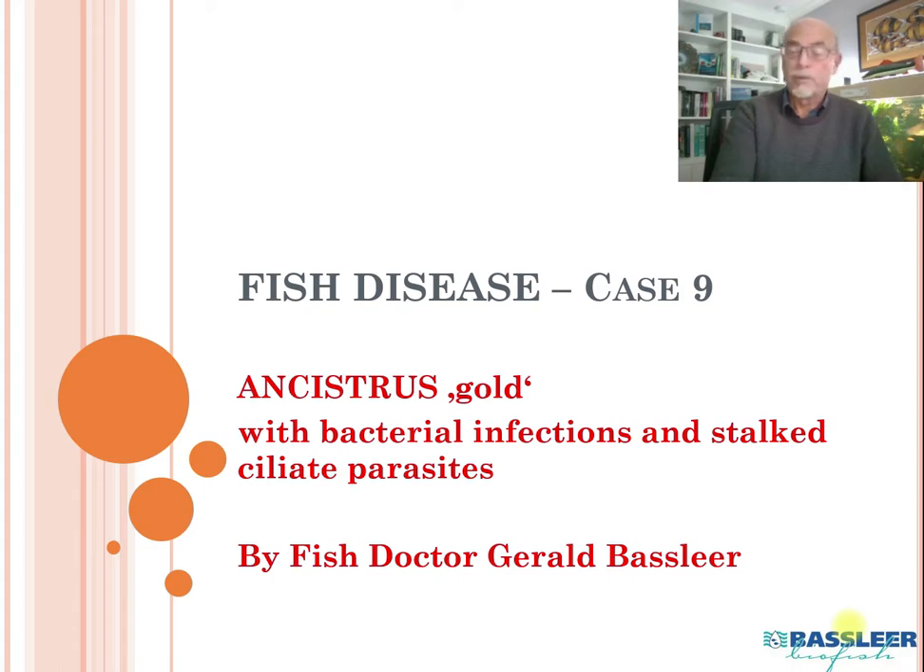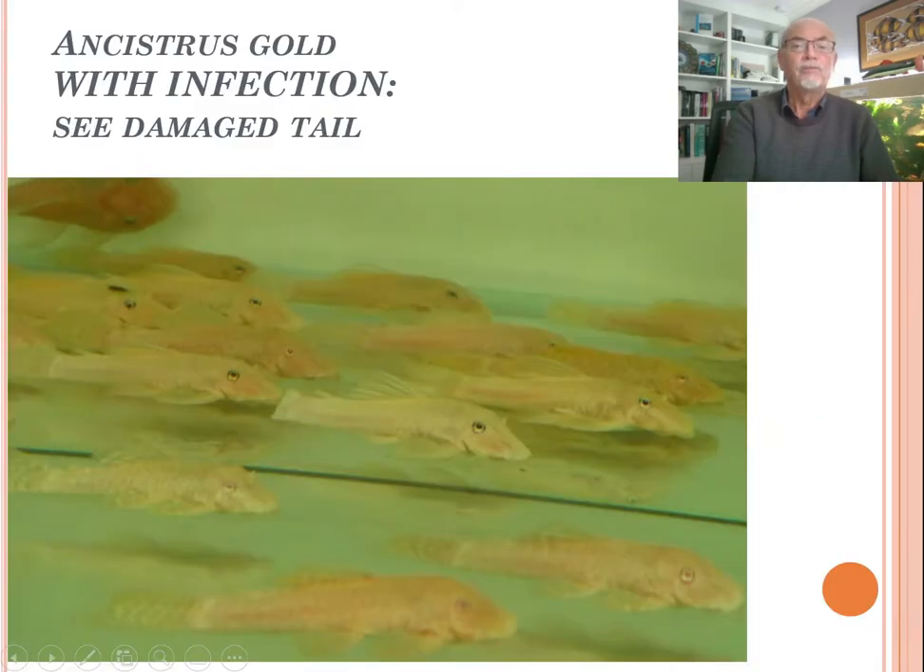We are already at our fish disease case number 9. It will be about the Ancistrus gold variety. And we will explain what we found here with bacterial infections and stalked ciliated parasites on this Ancistrus species.